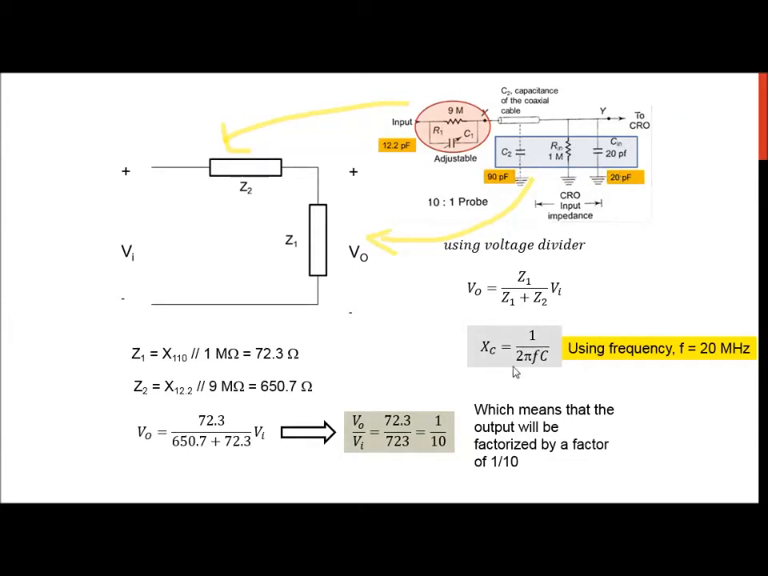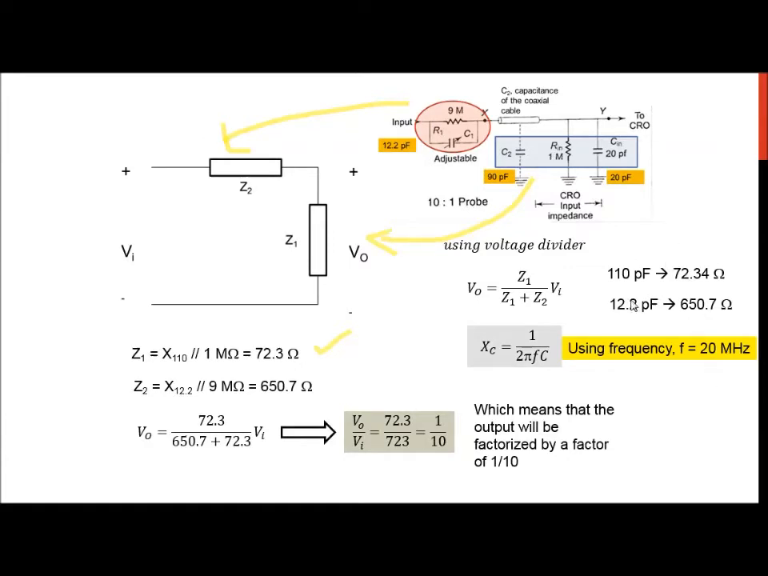So when I calculate the reactance for that is this 72.34 ohm, and this reactance is in parallel with the 1 mega ohm, and that is how I get this value. Okay, so when the reactance of the 110 picofarad in parallel with the 1 mega ohm resistor, I will get this value. Okay, now the reactance for this capacitor here, which is 12.2 picofarad, is this value. Okay, right?